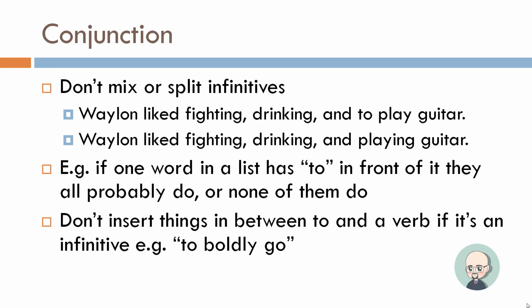Don't mix or split infinitives. Waylon liked fighting, drinking, and to play guitar. That's wrong. Waylon liked fighting, drinking, and playing guitar. See how they're all "ing" and there's no "to" in front of the third one? Okay. If one word in a list has "to" in front of it, they probably all do or none of them do. Don't insert things in between "to" and a verb if it's an infinitive. So like on Star Trek, they say "to boldly go." That's wrong. Don't do that. Okay?